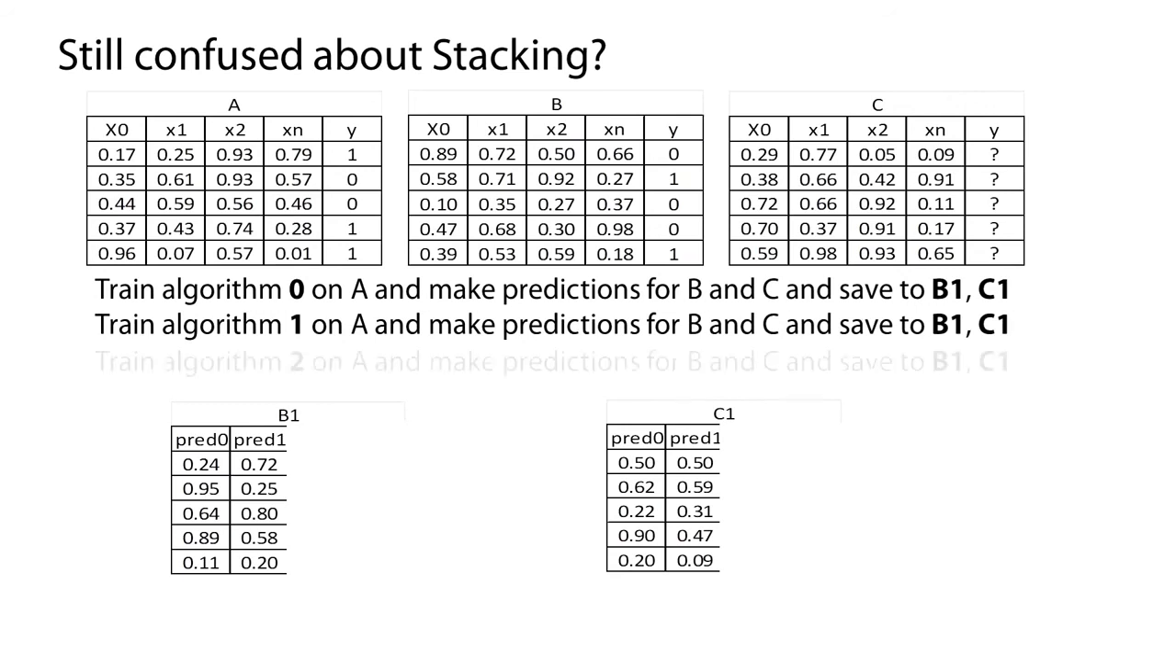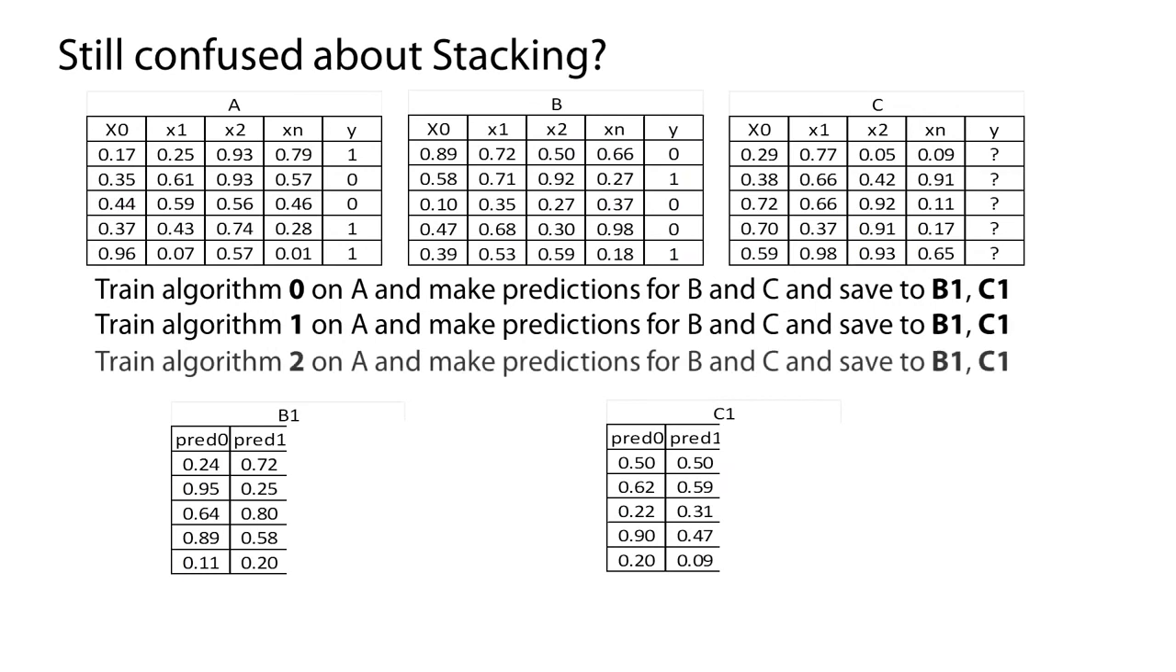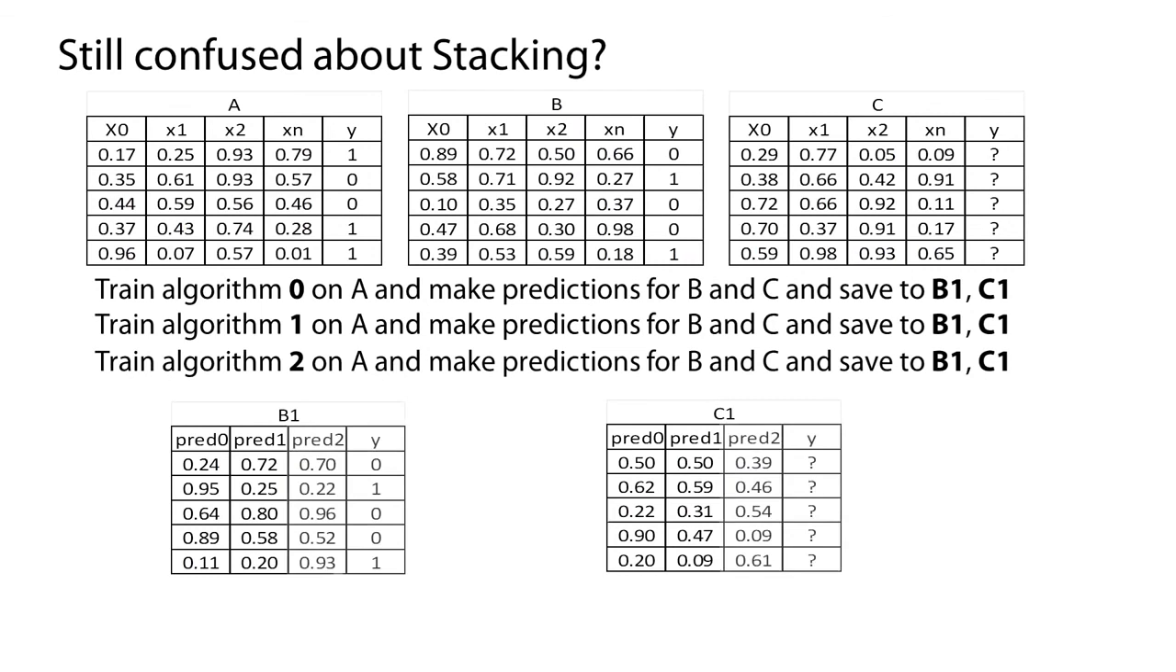And now let's say we do this again. So now we have constructed two different data sets. For B1, we know the target variable because we knew the target variable in the B data set, but we still don't know it for C. We tried to predict it.